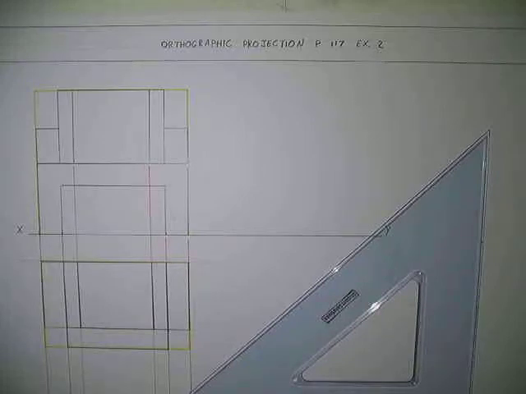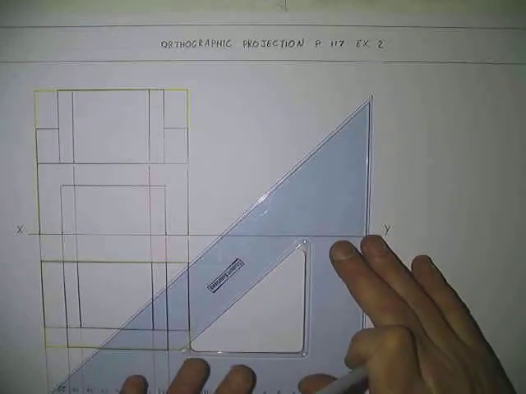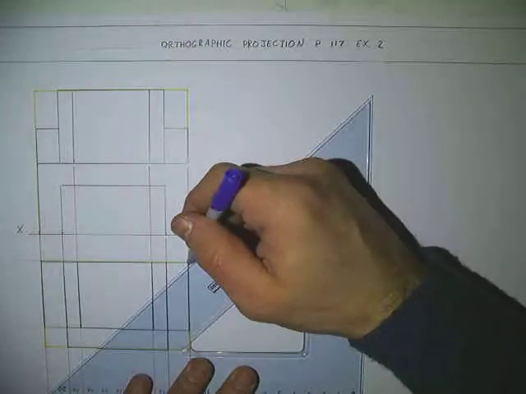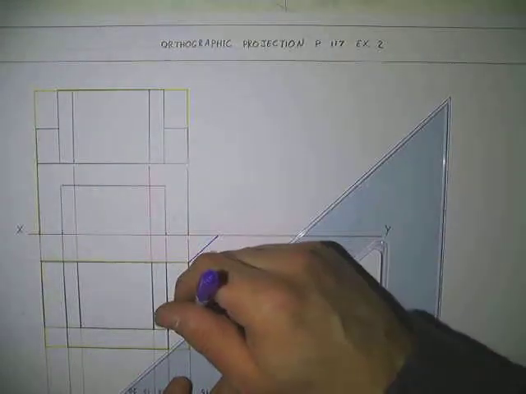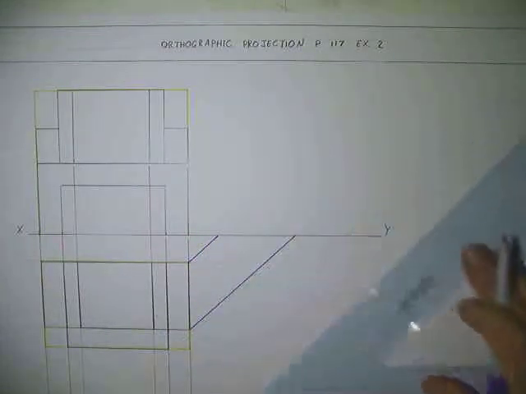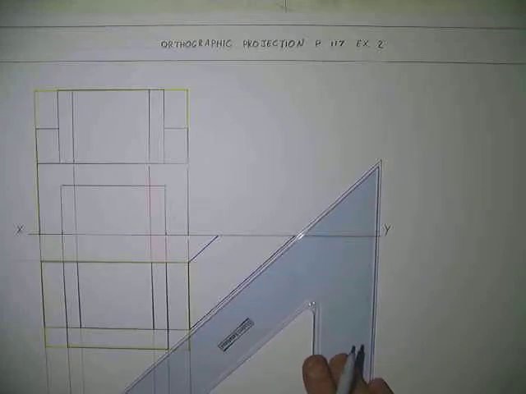Next, we can draw the end view. Now to draw the end view, you must use your 45-degree set square. Okay, so I'm going to use a blue marker. Okay, and we need to project the points from plan up to the XY line at 45 degrees. Okay, so every horizontal edge must be projected up at 45 degrees.